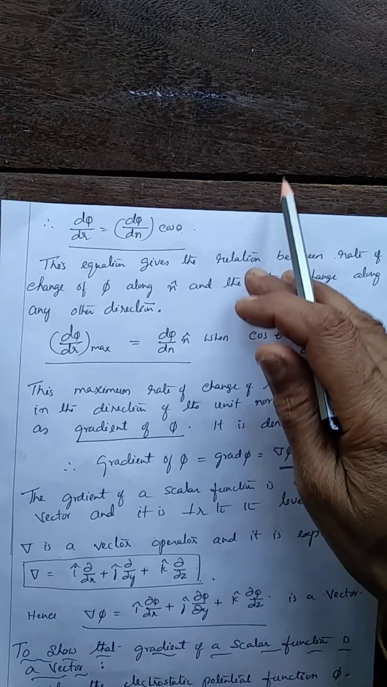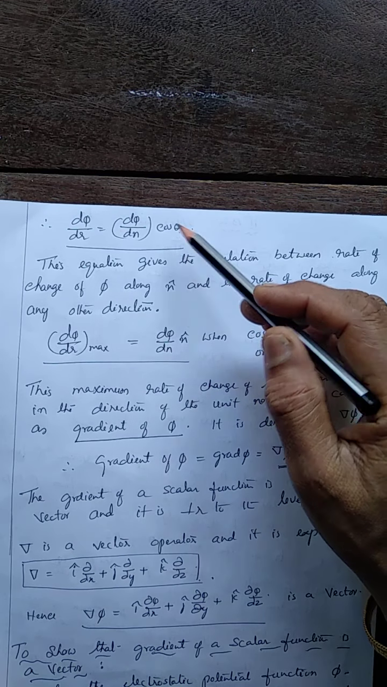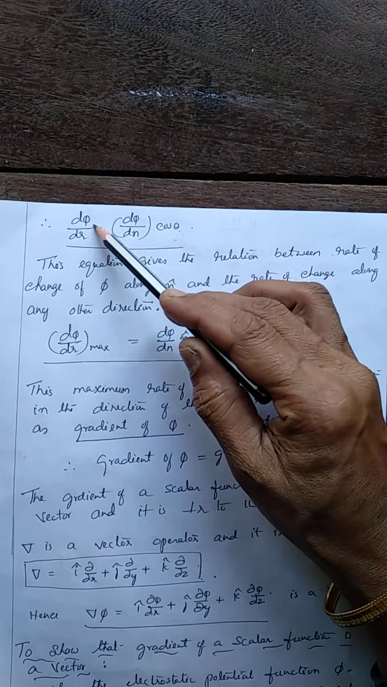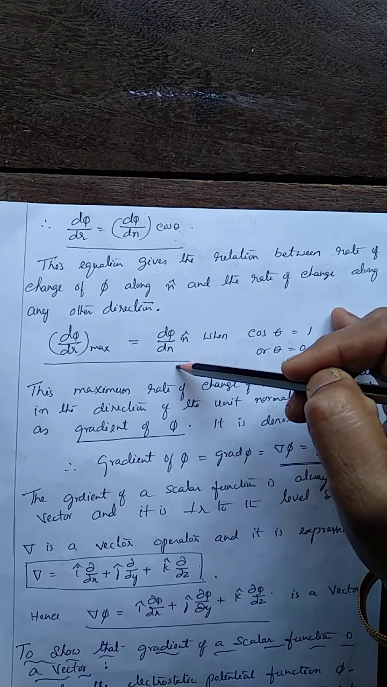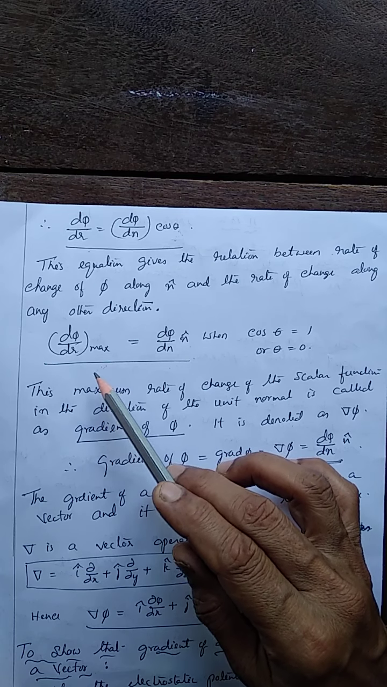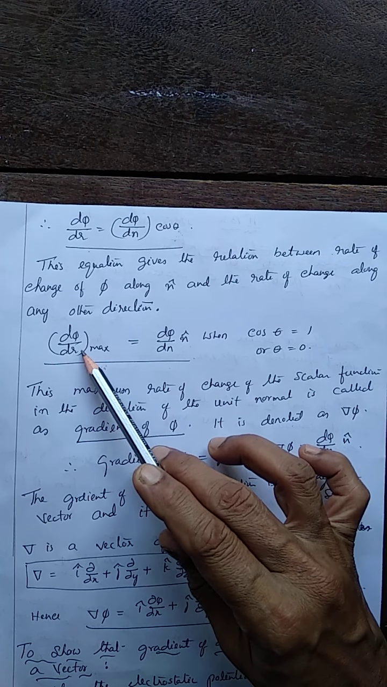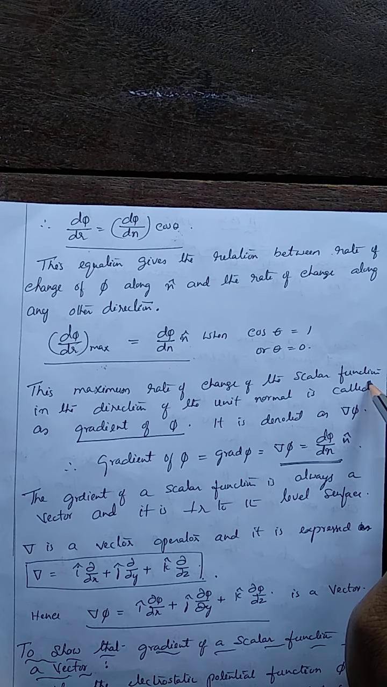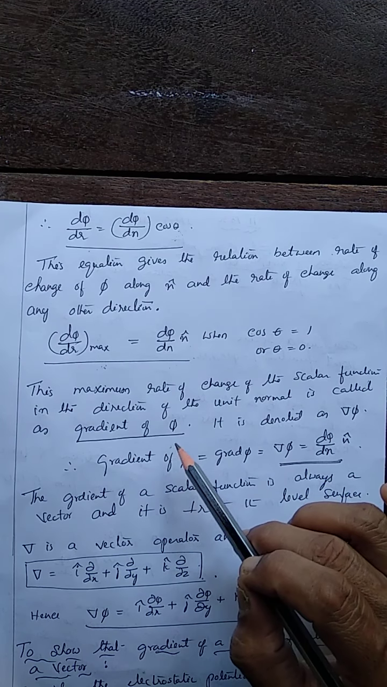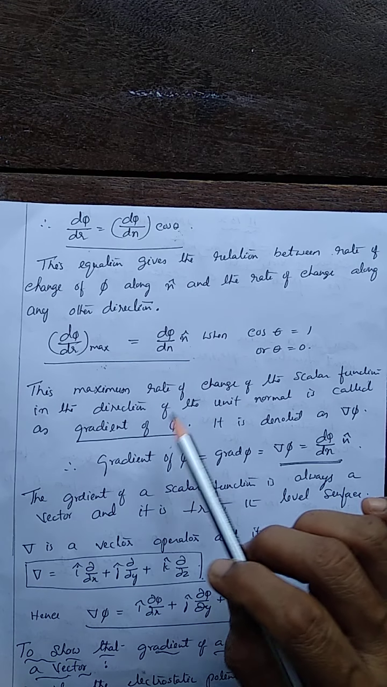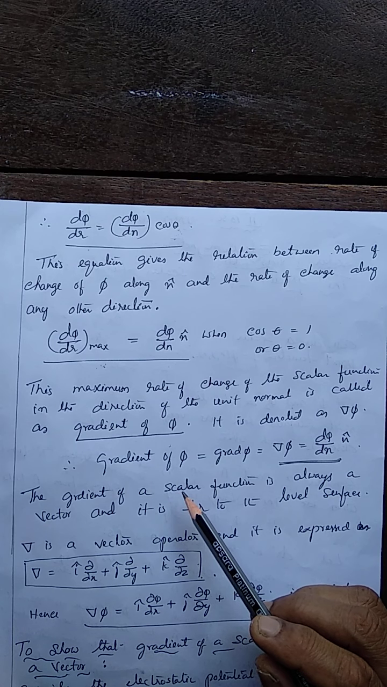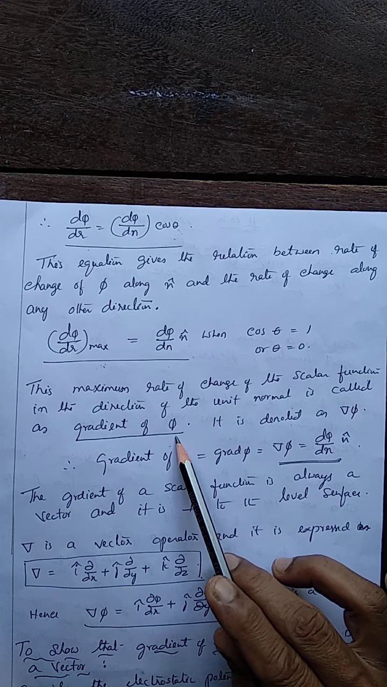What is the maximum possible value of cos theta? It is 1. So d phi by dr becomes maximum when cos theta equals 1, and the maximum is d phi by dn along the normal, that is d phi by dn into n cap. This maximum rate of change of the scalar function in the direction of the unit normal is called the gradient of the function phi.